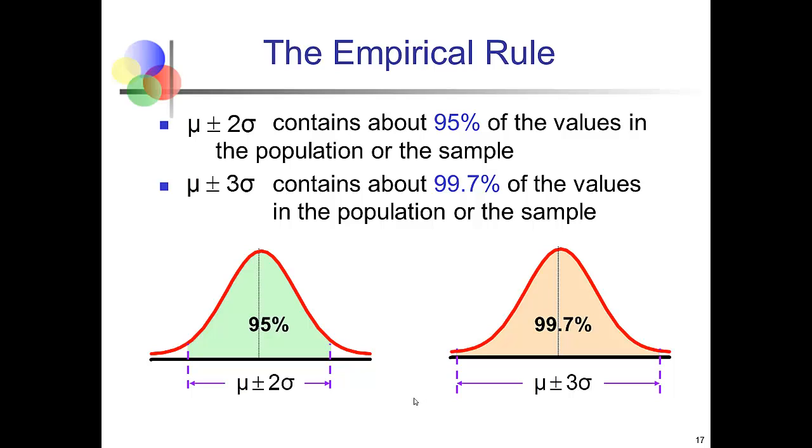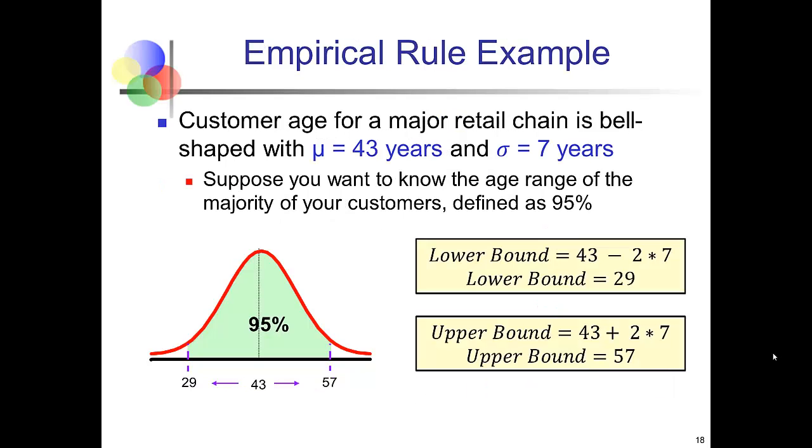So the empirical rule can help us know where the bulk of our data is, but can also help us understand that data values are fairly likely or not very likely to occur. So let's use an example here of the empirical rule. We've got customer age for a major retail chain. Suppose that it's bell-shaped with an average of 43. We know that the standard deviation is 7.